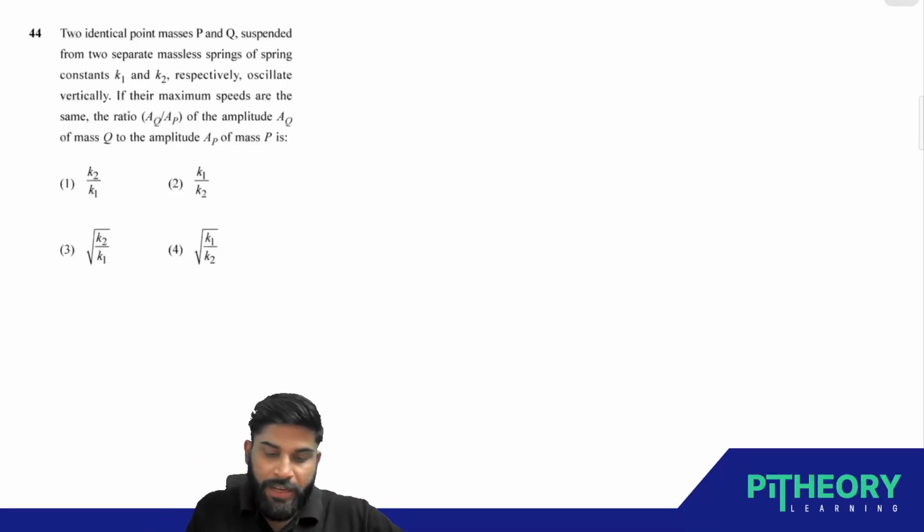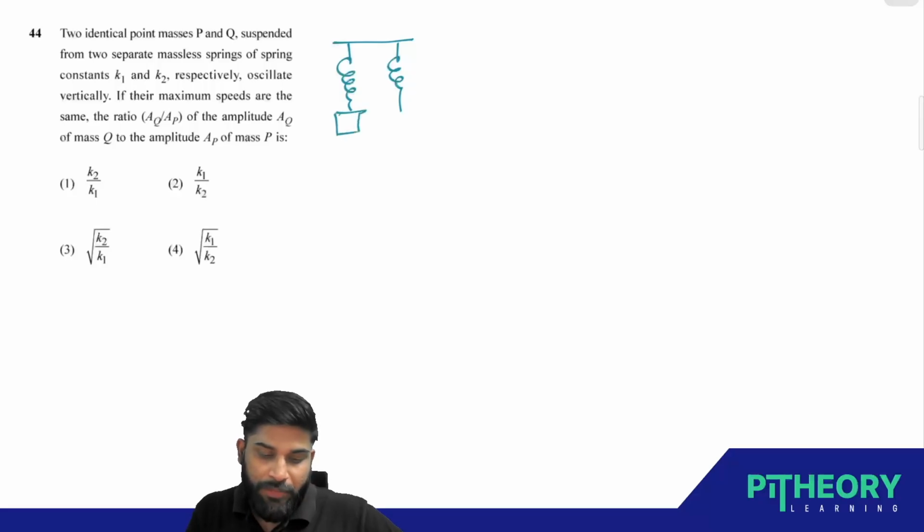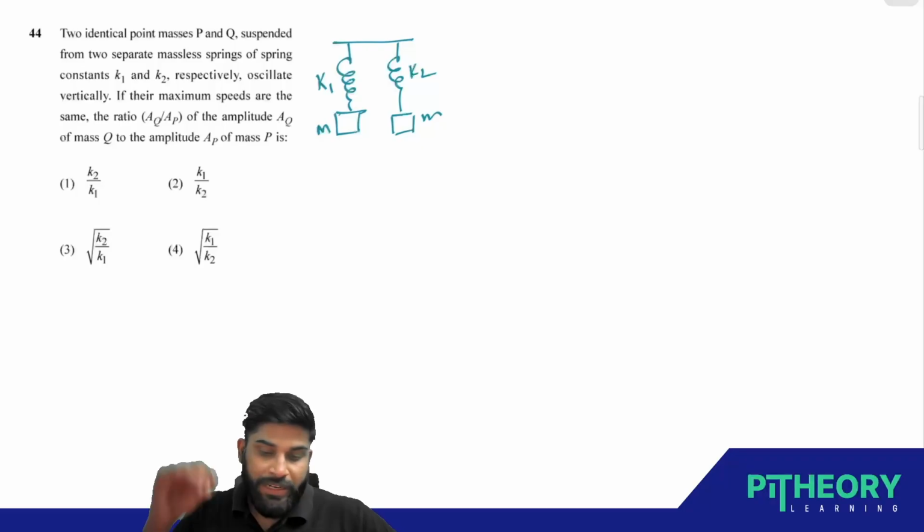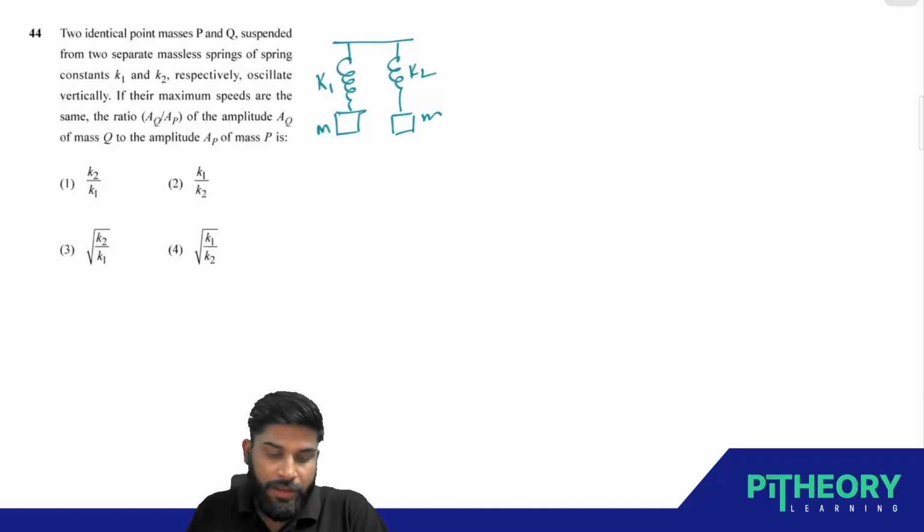So what is it that we are having here? You have two massless springs. They are connected to two identical point masses. Let's take them as M. They are identical masses. The spring constants of the springs are K1 and K2. They oscillate vertically. If their maximum speeds are the same, what is the ratio AQ by AP, is the question here.